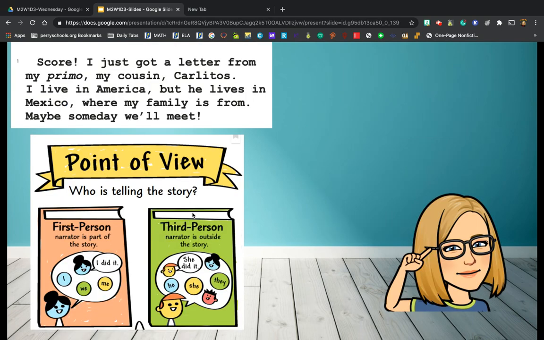All right, so we're going to look at our story. We read the Primo story yesterday, and we're going to see if we can figure out who is telling the story and what point of view it's from.